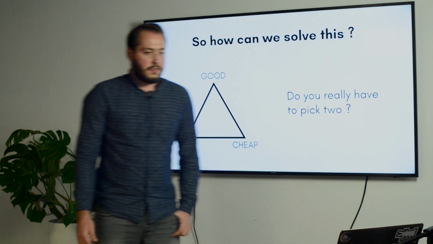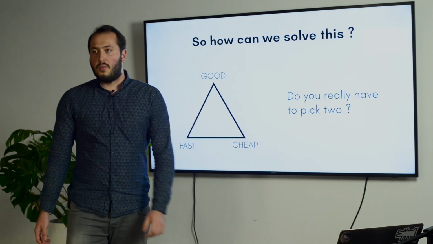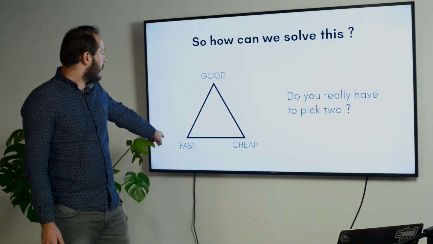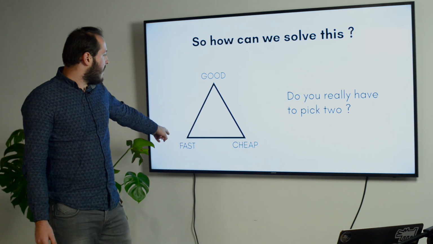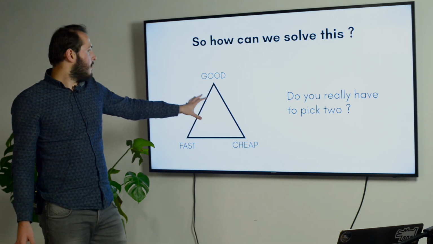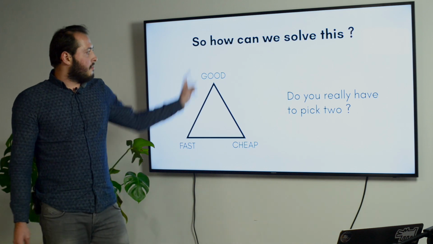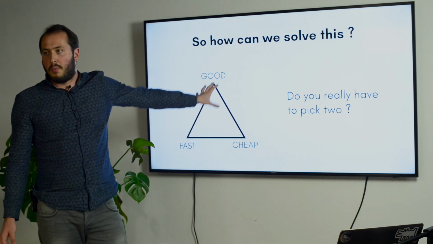So how can we solve this? How can we make scanning better? Usually in engineering we have this triangle: it can be good, cheap, or fast, pick two. You can't have three at a time. You have to pick two. When it comes to scanners, I'm pretty confident we don't have to pick two. We can have both.